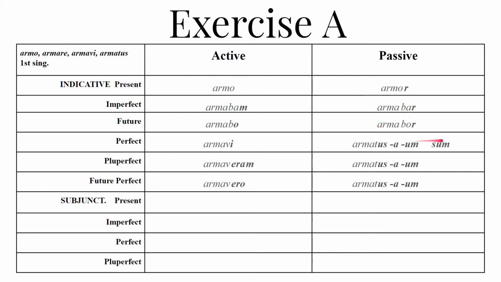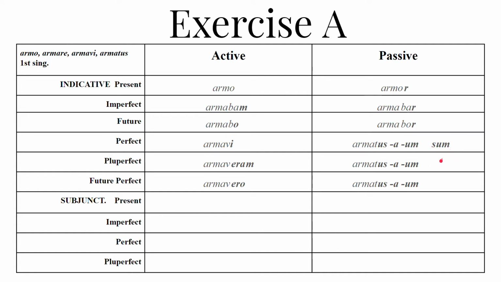Armatus sum. So if a masculine person is saying this, armatus sum. I have been armed. I, masculine person, was armed. If the speaker were feminine, armata sum, I, feminine singular speaker, was armed. I have been armed. And then a neuter speaker, armatum sum.